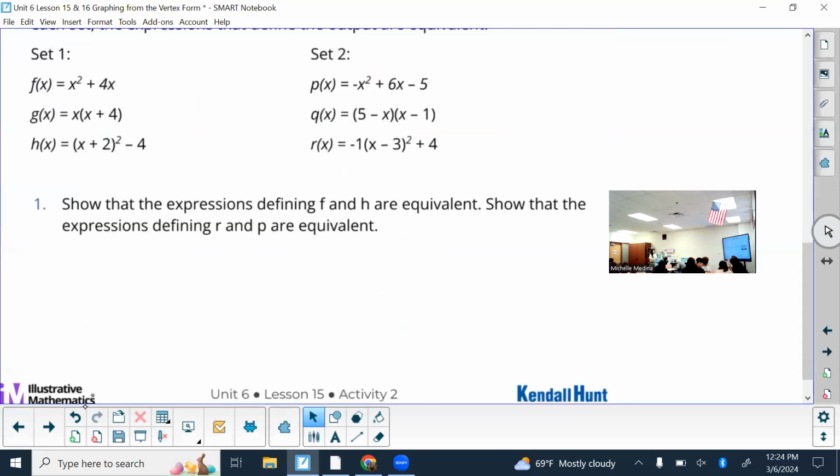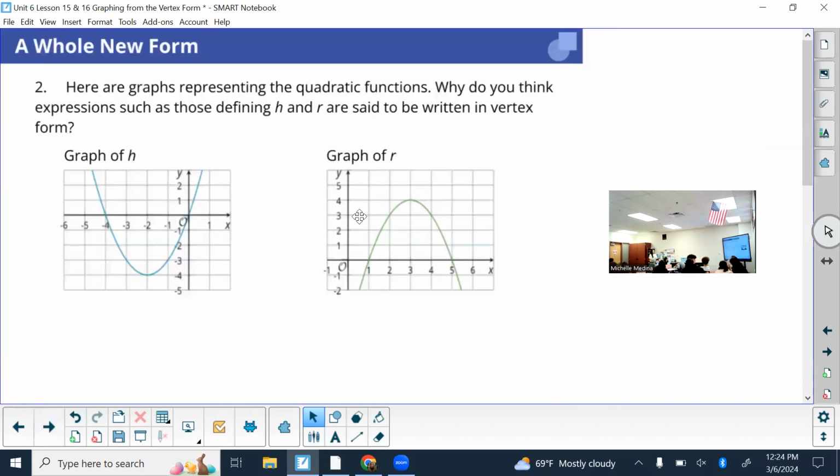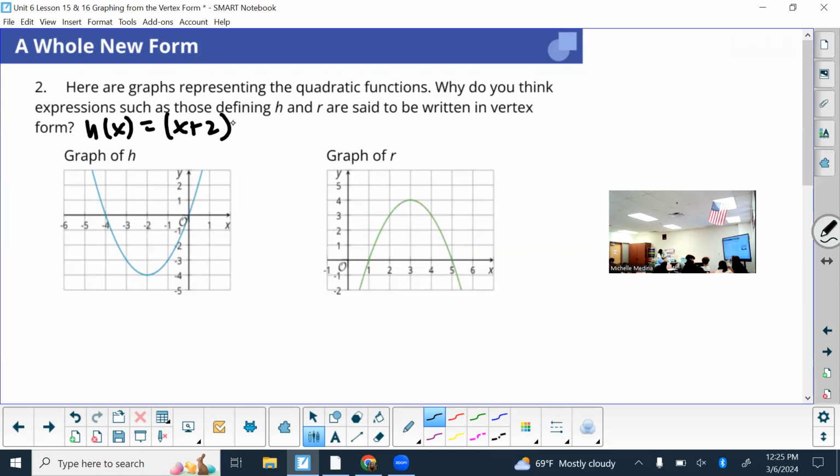Moving on, we are going to go to this activity. We just talked about how all of those equations in each set are equivalent, and we're really looking at the vertex form. Here's a graph that goes along with the equation for graph H. I know it's on your paper, I'm just writing it so it's on the same screen. I'm going to ask you to relate the numbers that are in the equation to the graph that you see.